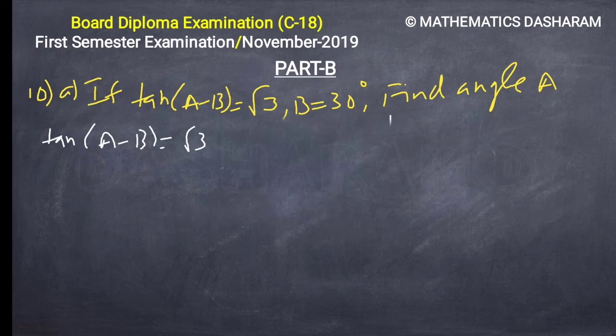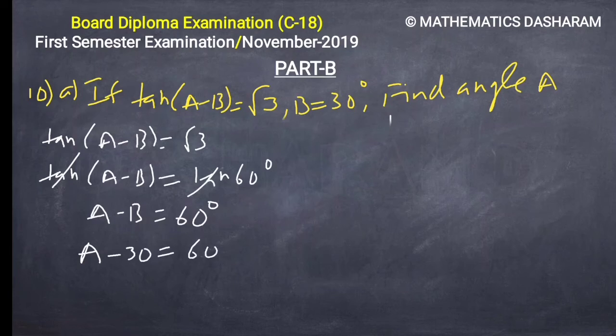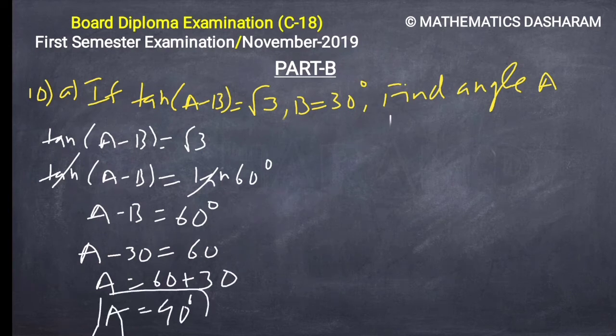So actually we can use the tan (A minus B) formula, but instead of that we have an easy method to find it. In 10th class we did many problems related to this type of question. Actually root 3 in the trigonometric ratios is tan 60 degrees. So we can cancel the tan on both sides. Then A minus B equals 60 degrees. But in the question angle B equals 30 degrees. So substitute that. Then A equals 60 plus 30, then A equals 90 degrees. So our required angle is 90 degrees.